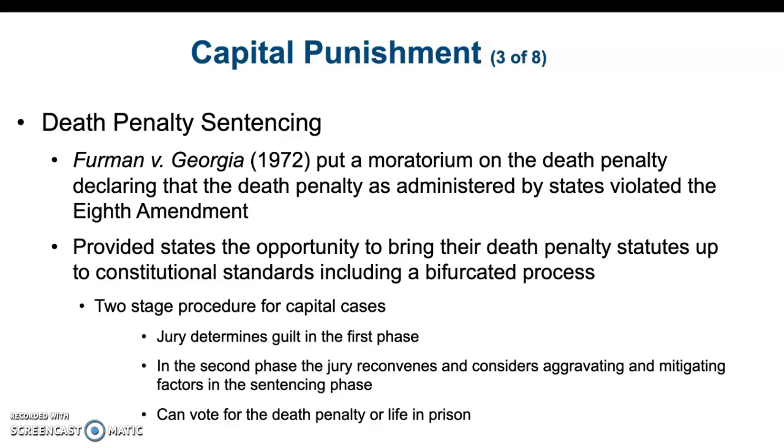A lot of countries have done away with the death penalty, and we wonder why the United States still holds it high as a right and a privilege of the justice system. So this talks about the two stages, and that's where the jury determines the guilt. And then in the second phase, the jury reconvenes and considers aggravating and mitigating factors in the sentencing phase, and they can vote for the death penalty or life in prison.